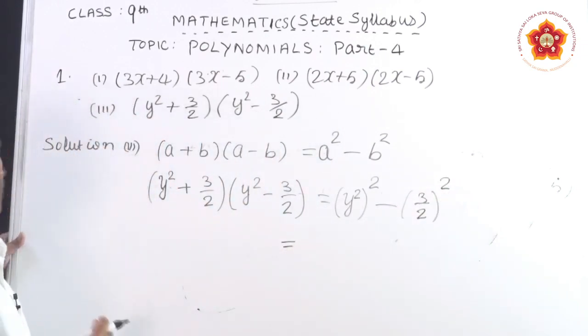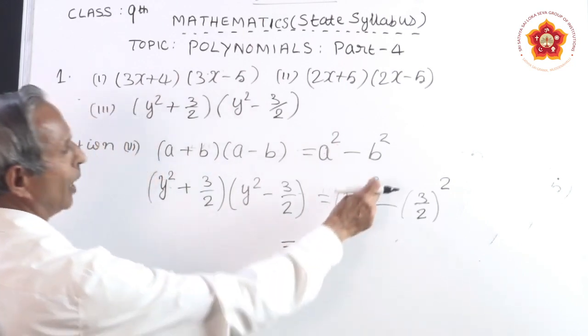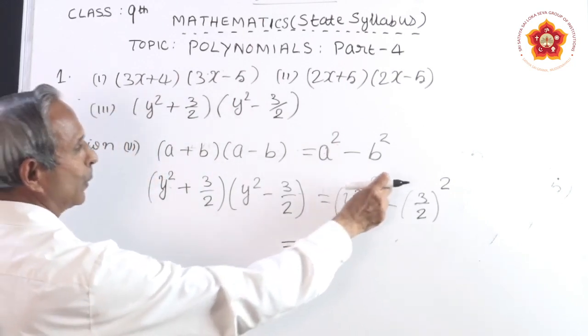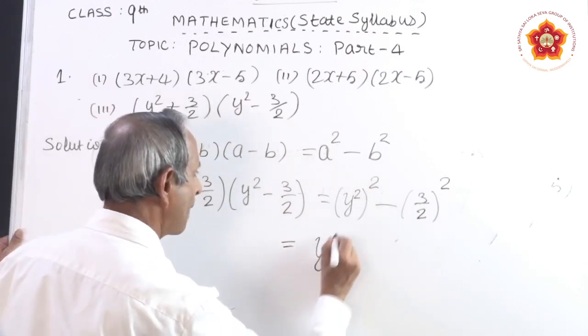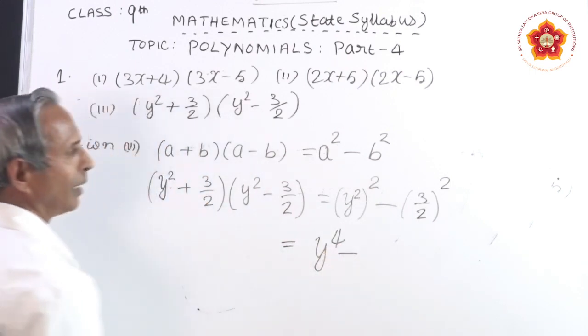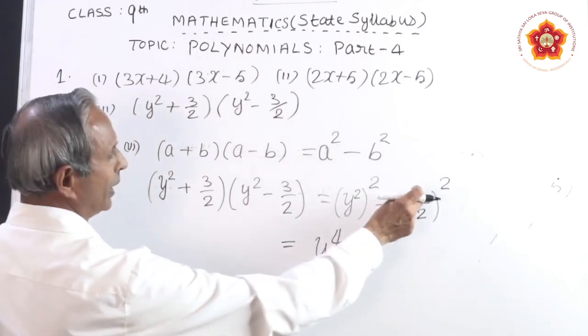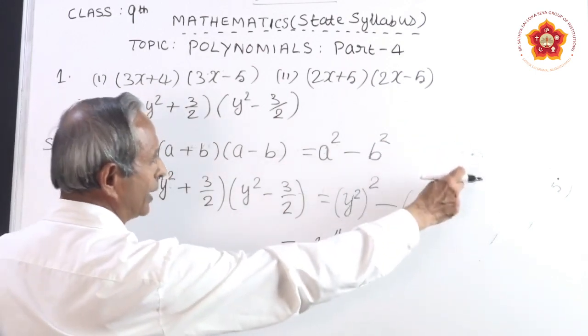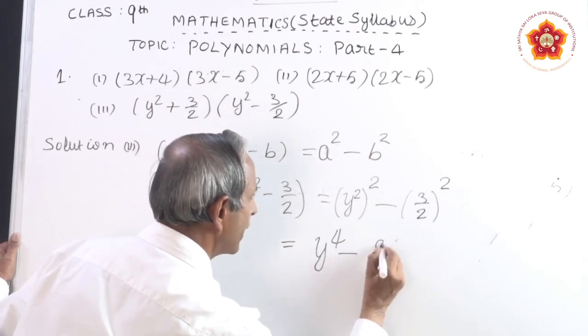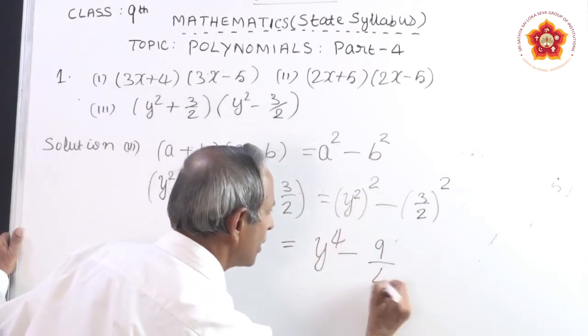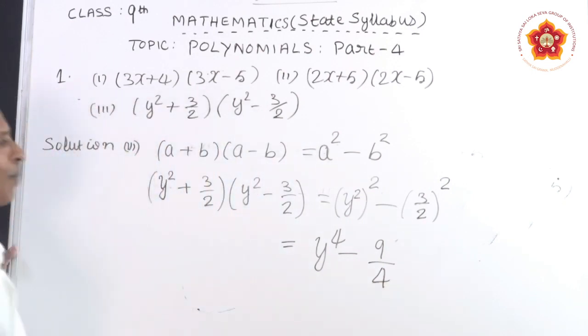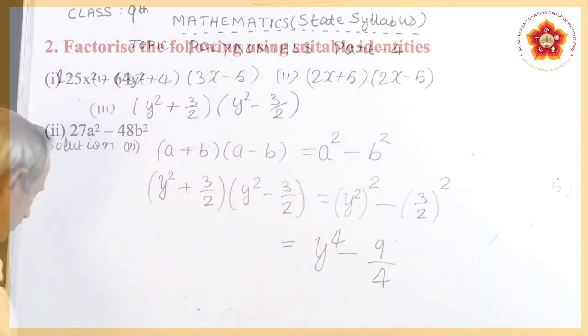Y square whole square means when there is a whole square, you have to multiply the index. 2 into 2 becomes 4, therefore you will get y to the power of 4 here, minus in the numerator 3 is there and you have to square it, therefore in the numerator 3 square becomes 9, in the denominator 2 is there, if you square it you will get 4. Therefore, y to the power 4 minus 9 by 4 is the solution for the third problem.